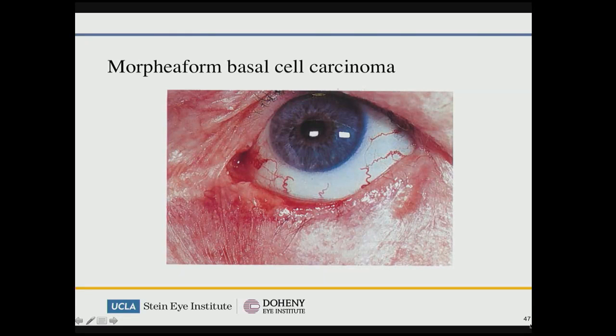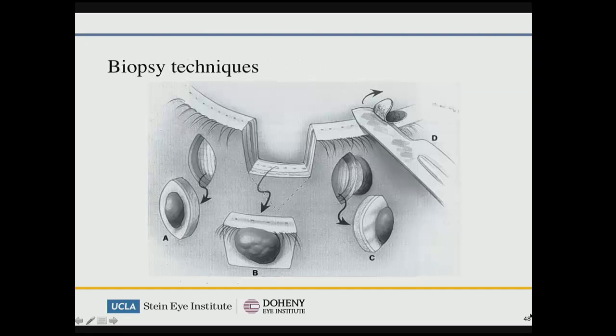And then here's a photograph of a morpheoform basal cell carcinoma. This is much less common than nodular, and the margins tend to be indistinct clinically, and this also needs complete excision. It's a more aggressive tumor than the nodular form.